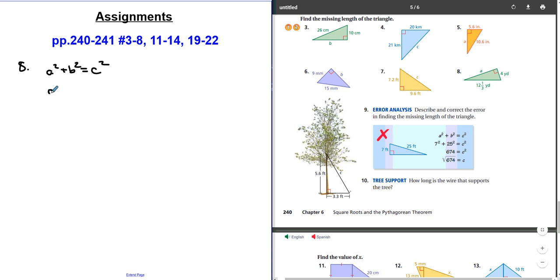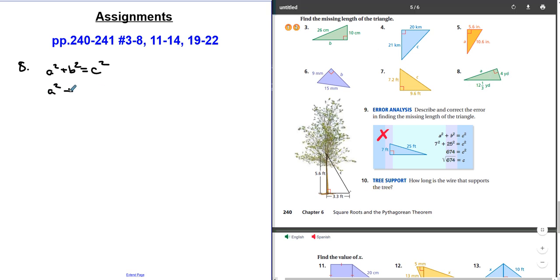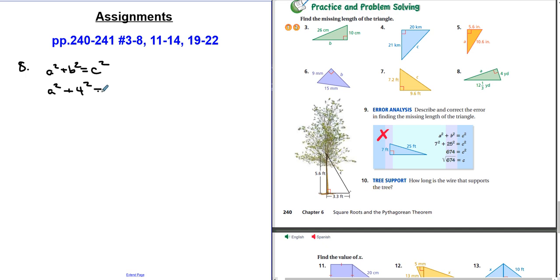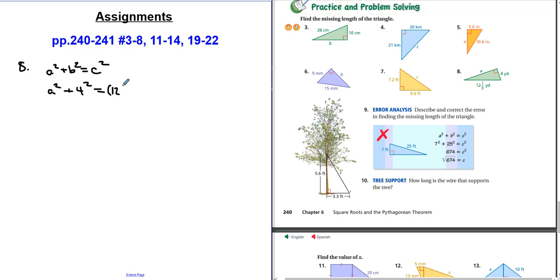For A, I'm going to keep it A because I don't know this side length here. B has to then be 4. And C has to be 12 and 1/3. Again, the hypotenuse is C. It's always across from the right angle. So C is 12 and 1/3 yards. So it equals C squared. So the process is still the same, although I know this is not a very nice number, 12 and 1/3.